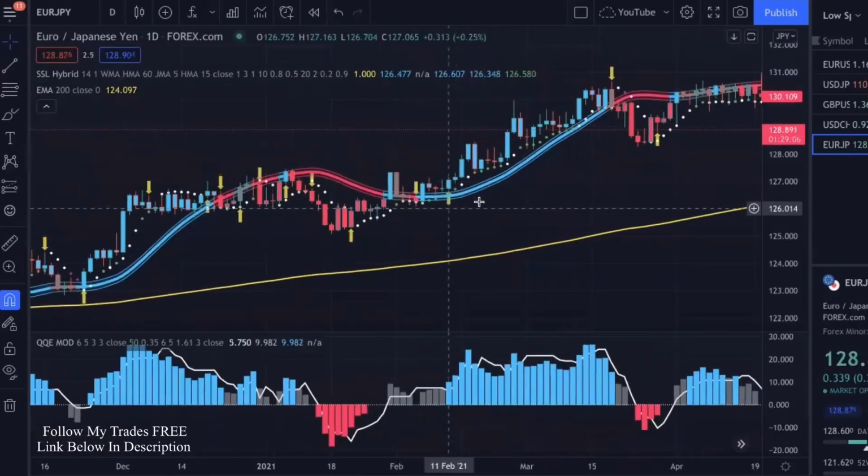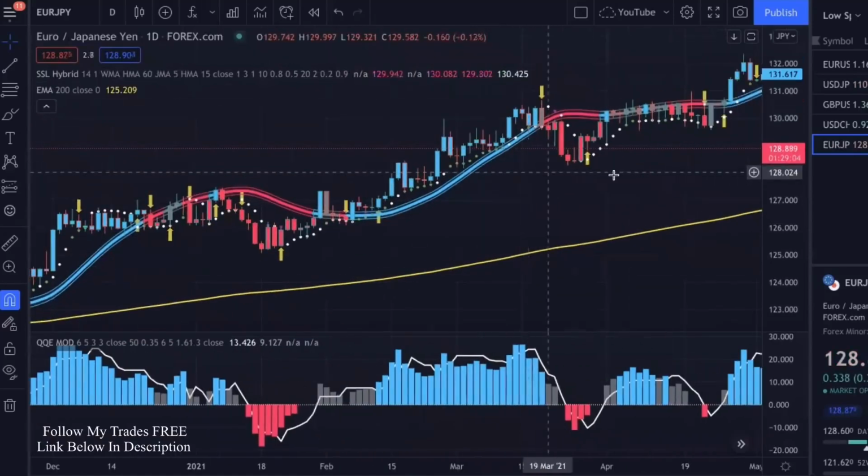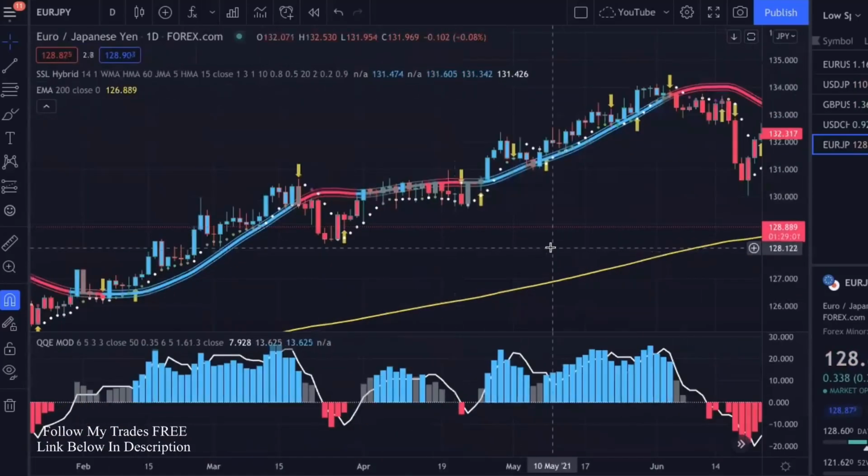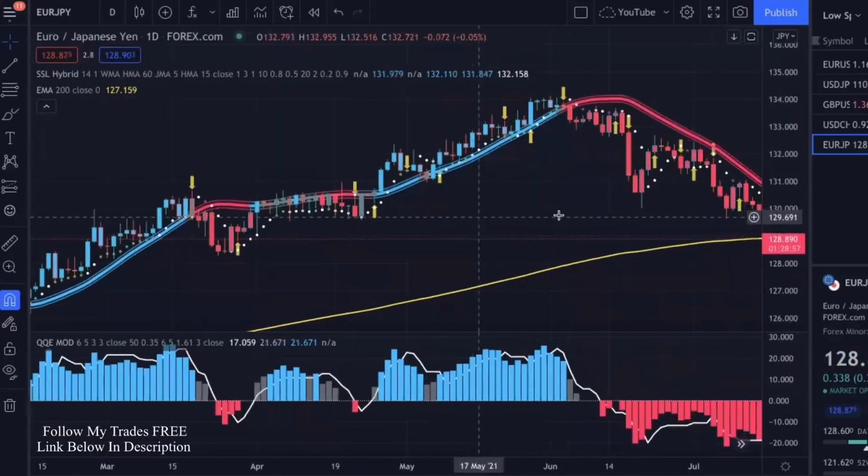You see how these examples are working out? So you have to be very, very careful. Here's another trade opportunity. It swung a little bit, but it still went up.